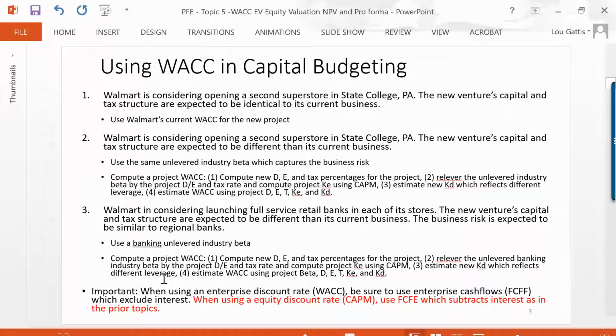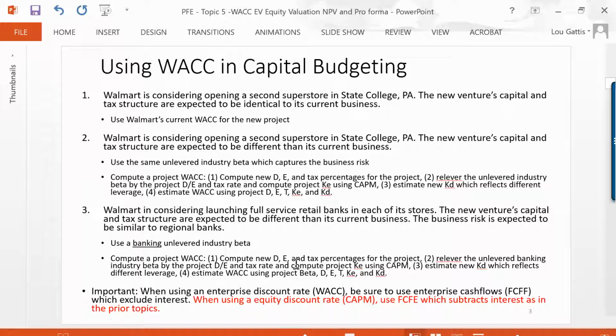Now, it's important to note, when you're using the WACC, again, the concept of WACC is the weighted average cost of capital. It's the rate demanded or required by both debt and equity capital providers. Therefore, the cash flows have to be cash flows that are available to both debt and equity holders. So what we want to use is something called free cash flows to the firm, which are the firm's free cash flows available to pay debt and equity holders. In other words, make sure you haven't subtracted any dividend payments or interest payments.